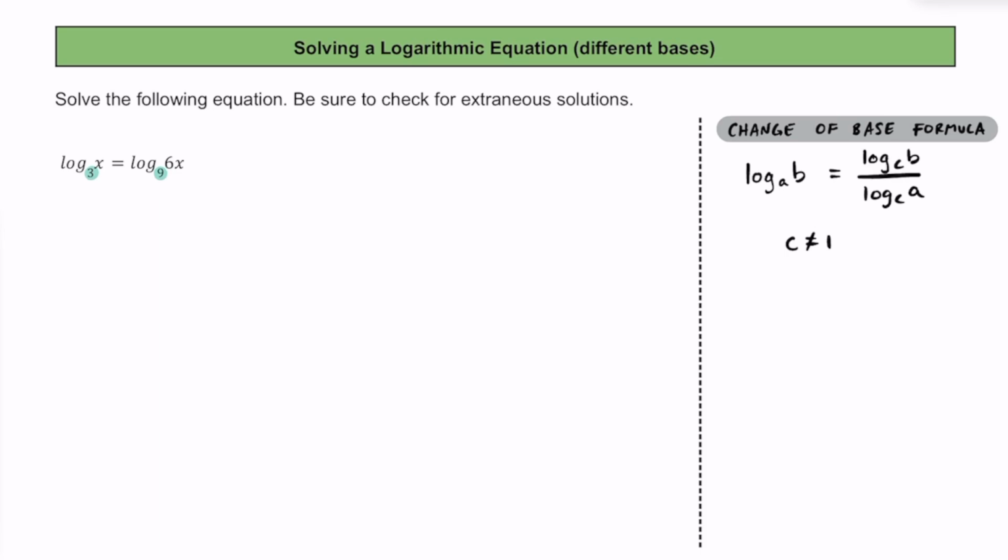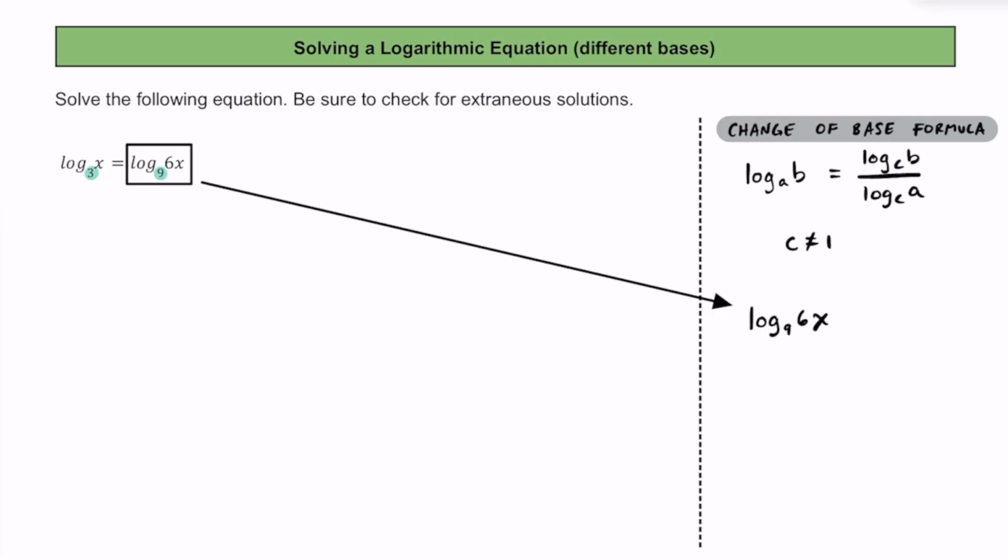So let's look at the right side of this equation and see if we can apply this change of base formula. So we have this log base 9 of 6x, and let's rewrite this instead as log base c of 6x over log base c of 9. Keep in mind that we can choose our value of c as long as it's not equal to 1. So let's choose a number that makes sense in this problem where we have log base 3 on the other side of the equation.